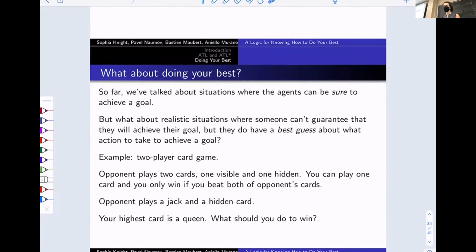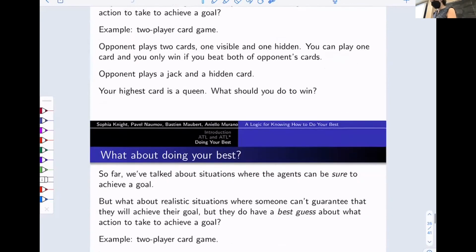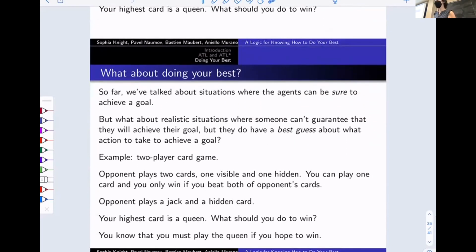So if we were looking at traditional ATL, they'd just say you don't have a strategy, you can't do it, you've got no way to win. Because if they have a king, you can't be sure you win. So you don't have a path that definitely gets you to the winning state. But I think that's a little bit unreasonable, because obviously you do know what you should do, you just don't know that you can be sure to win by doing it. Obviously, you should play the queen. It's your only hope of winning. And there's no situation where playing the queen is worse than another choice, right?